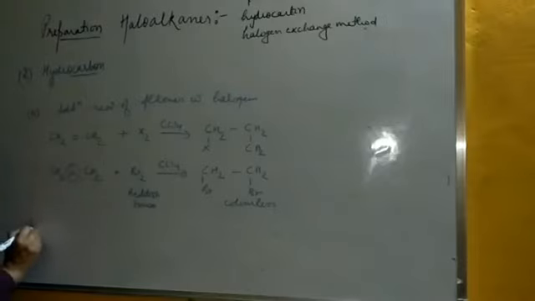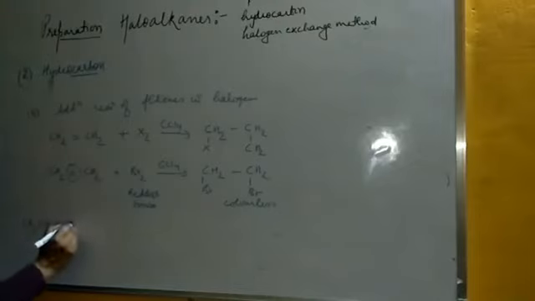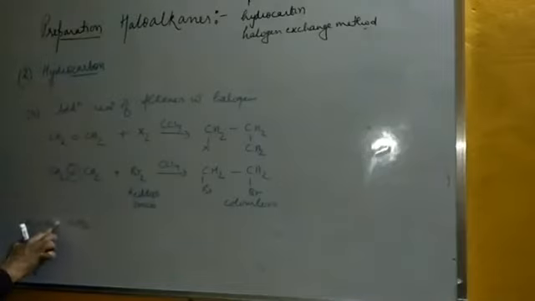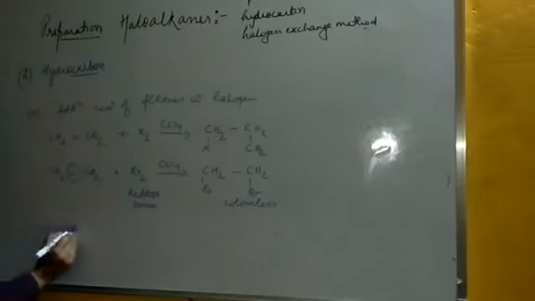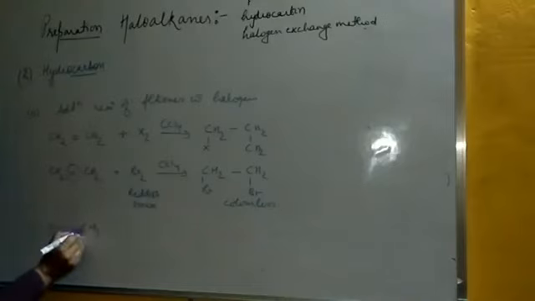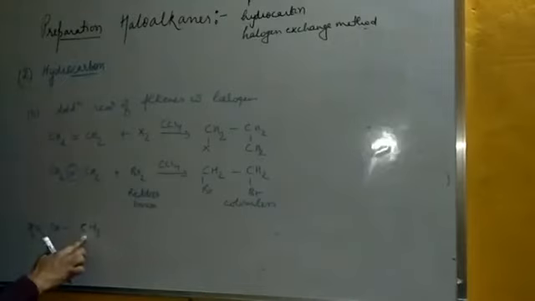Now students, if it is CH3CH double bond CH2, let me add it in this way. I want to show you here the allylic substitution. So this is CH3, and this carbon is linked in this way. This carbon is sp3 hybridized.